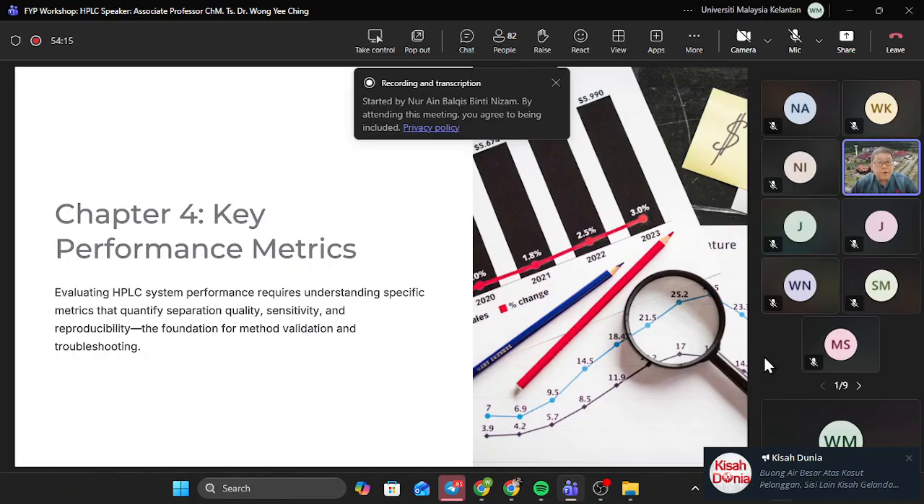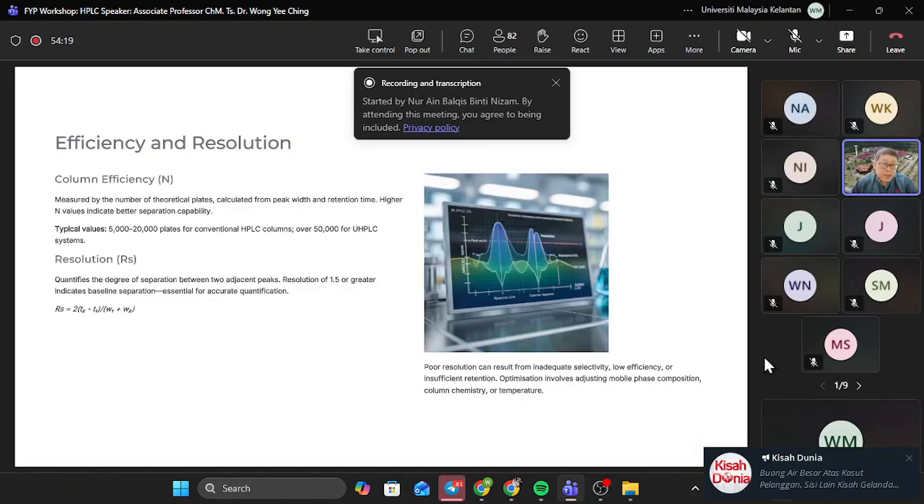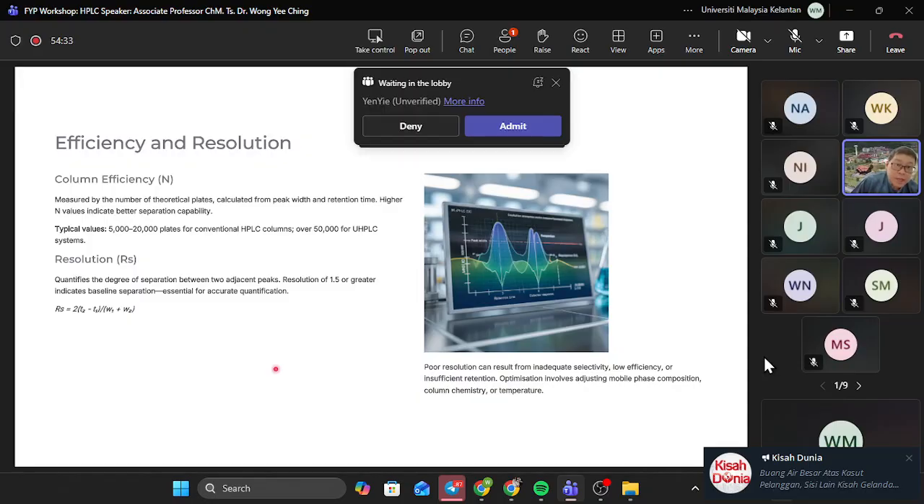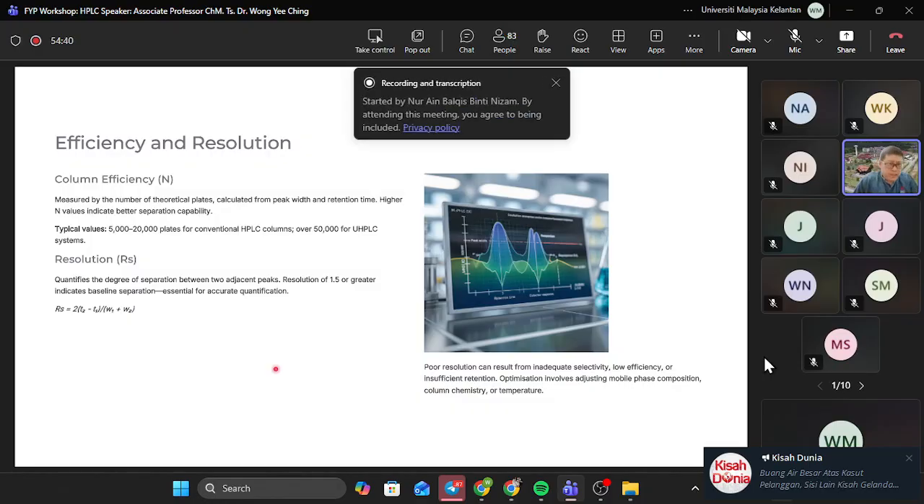So the key performance metrics, this one is more towards troubleshooting. The efficiency and the resolution basically depend first on your column efficiency, whereby you measure the number of theoretical plates, and then you calculate the peak width and the retention time as well. So the higher the N value, the column efficiency, it will indicate a better separation capability.